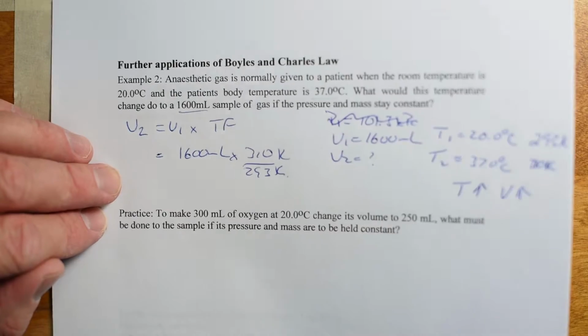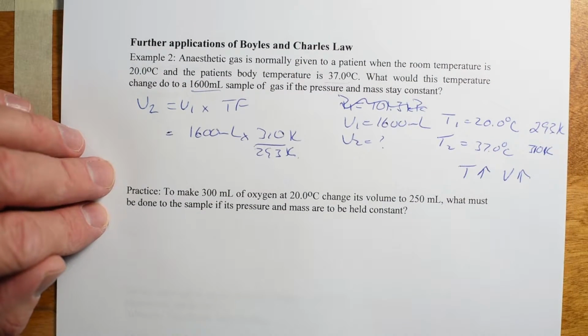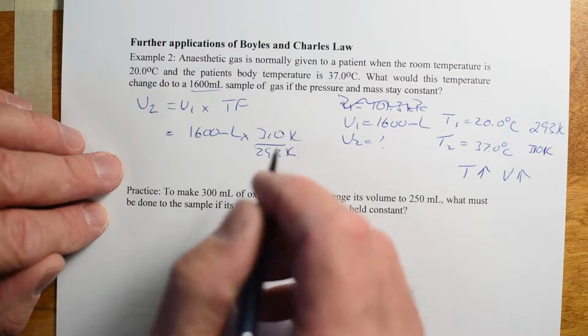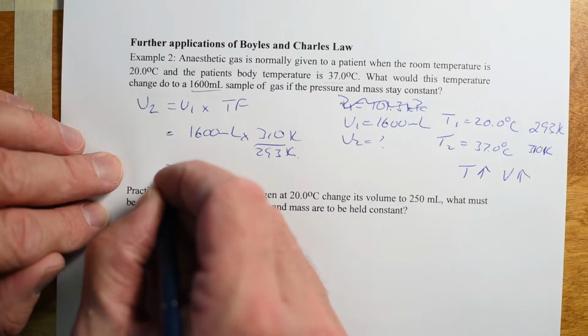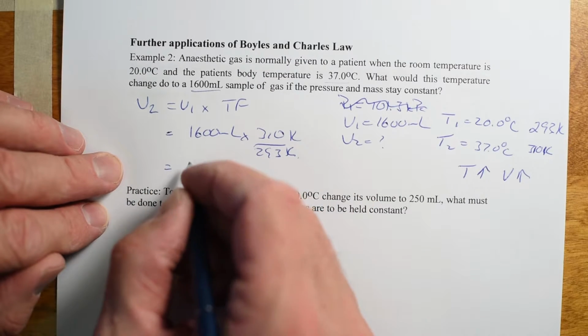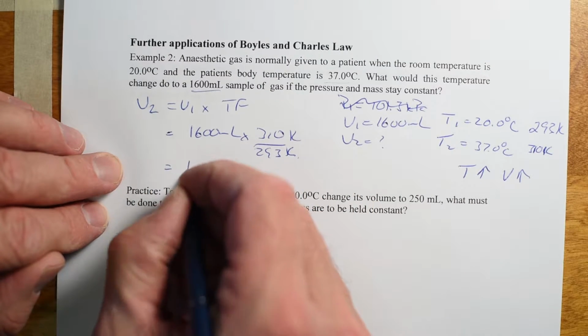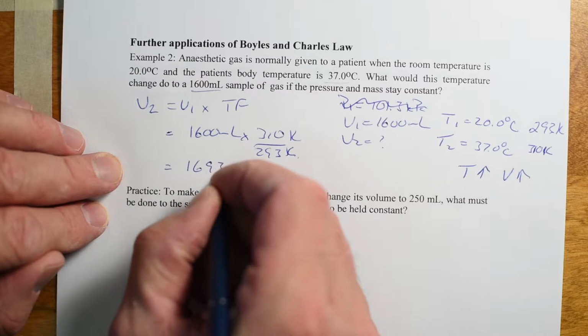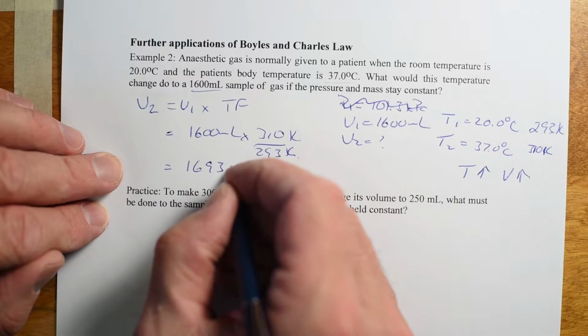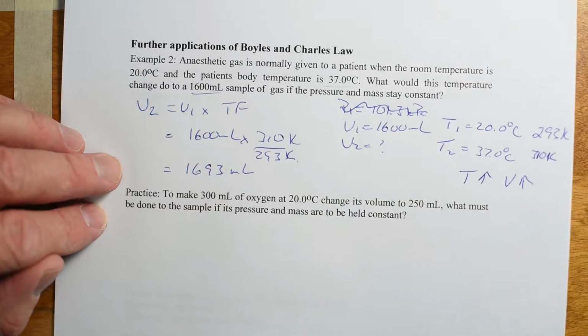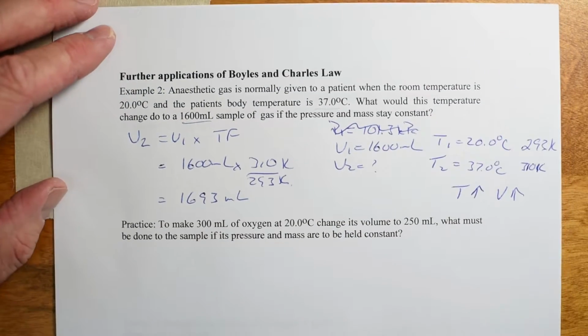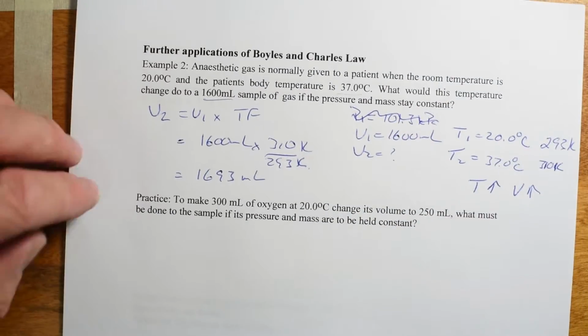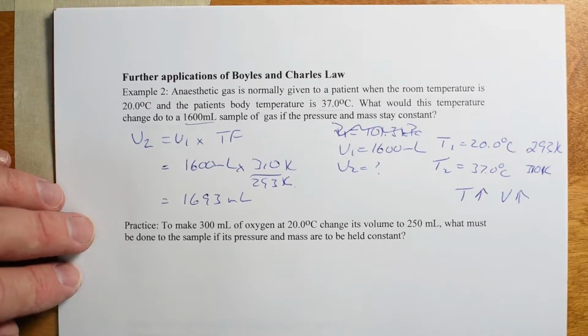What's 17 in 300? Let's call it 15 in 300. It's going to be about a 5% change. 5% of 1600 is 90, so it should be around 1690, and I calculated it to be 1693 milliliters. Okay, that's all there is to it. Stop the video again and then go ahead and try the practice problem, and then I'll come back to it.